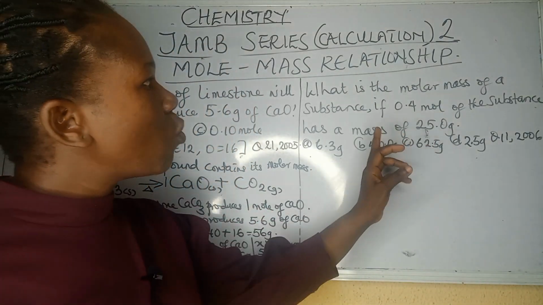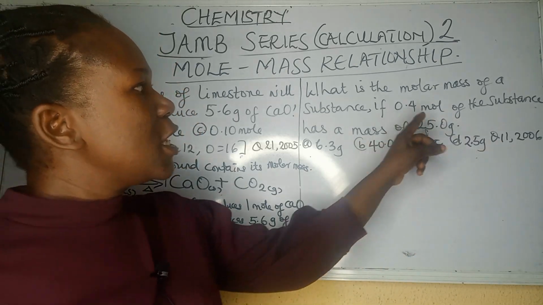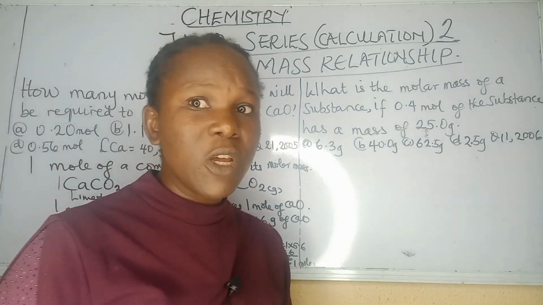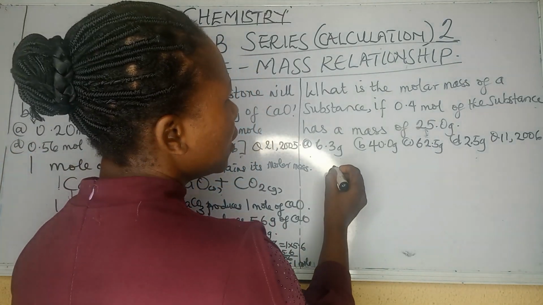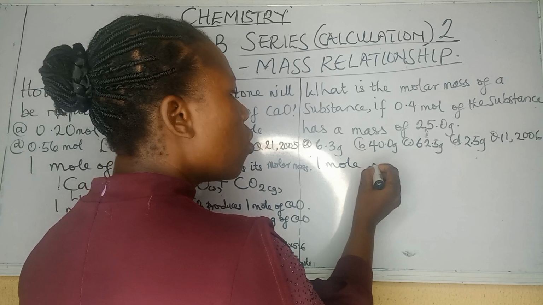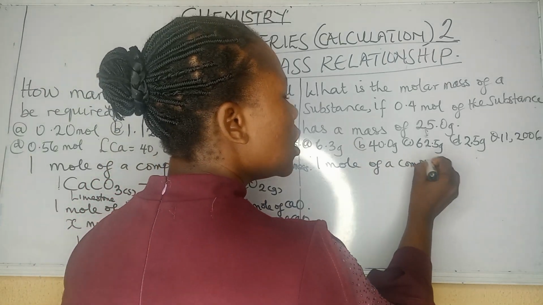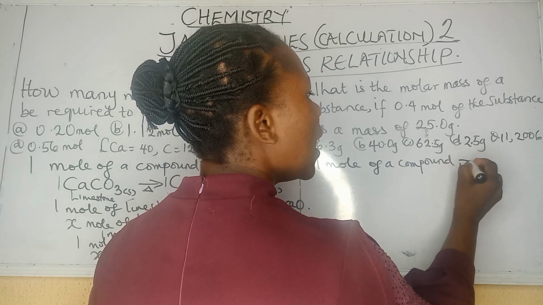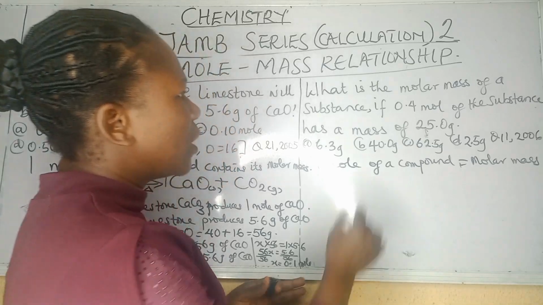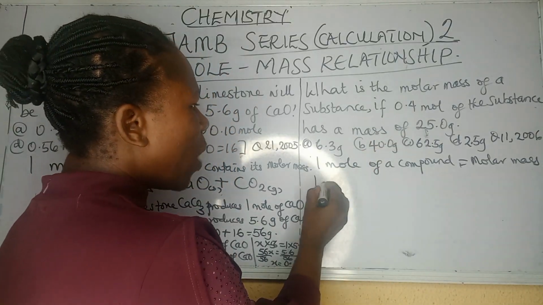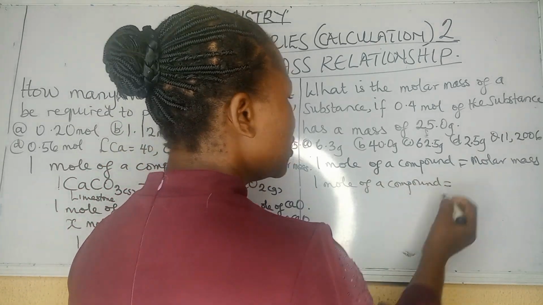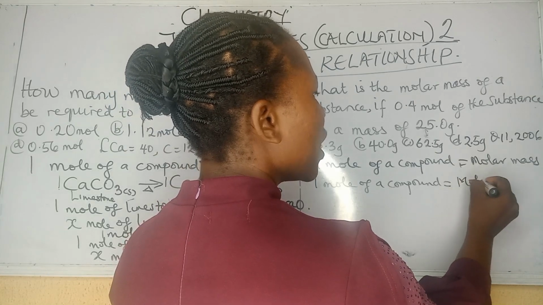Looking at this one, what is the molar mass of a substance if 0.4 mole of that substance has a mass of 5 gram? We were not given the name of the compound. The compound here is unknown. And there's a rule which says 1 mole of a compound is its molar mass. So the question is, what is the molar mass of that compound if the mole is given? And 1 mole of that unknown compound is equal to the molar mass that we are calculating.